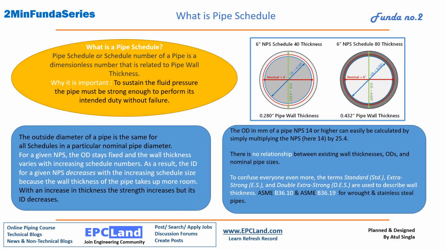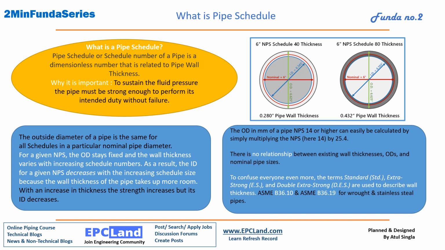What is pipe schedule? Pipe schedule is just a dimensionless number which is representing the thickness of the pipe. It is a very important thing because every pipe is designed to sustain some fluid pressure, and this is representing the strength indirectly. The outside diameter of pipe is same for all the schedules. If you see here, outside diameter for 6-inch pipe will remain same. With increase in schedule number from 40 to 80, the ID will keep on decreasing.